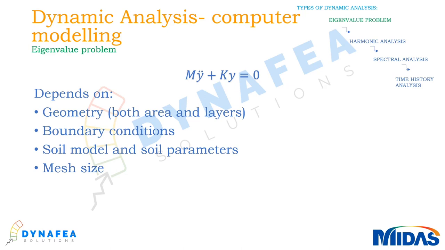When it comes to the eigenvalue problem, the computer program solves for us this equation, which was already discussed at the beginning of the presentation. As we can see, the damping matrix, which is correlated with velocity, is omitted in this equation. The result of the eigenvalue problem depends on a few things. First, the geometry, both the area and the soil layers. As it comes to the area, it's very problematic because we may think that the wider the area, the better. Unfortunately, when we develop dynamic analysis, we have to be aware that the wider the geometry, the calculations take much more time, even a few days longer.